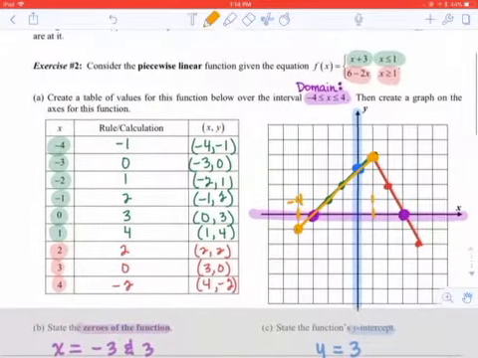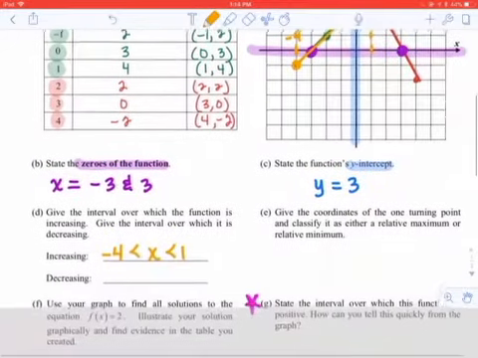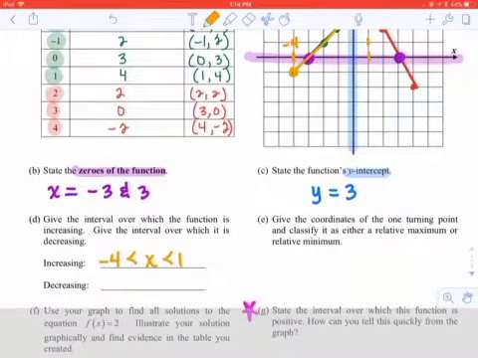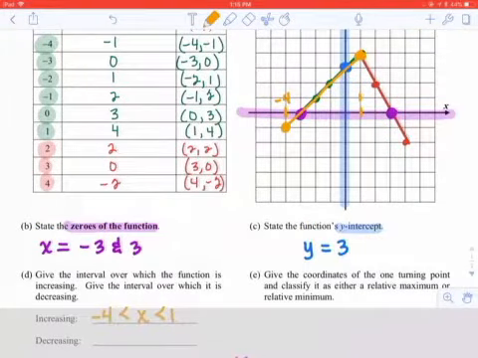With domain and range, we use less than or equal to signs. But when we're talking about increasing and decreasing, we don't. Because at these points, where x is -4, and at the point where x is 1, we're not increasing or decreasing. You're just standing still.